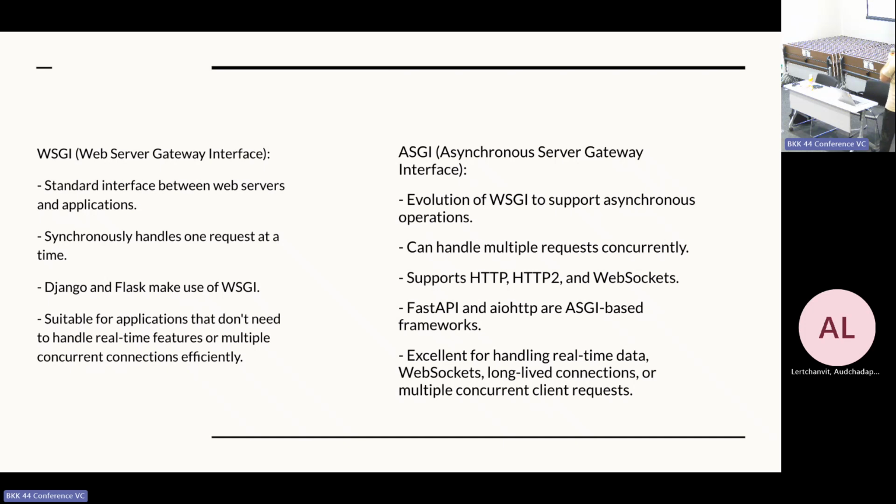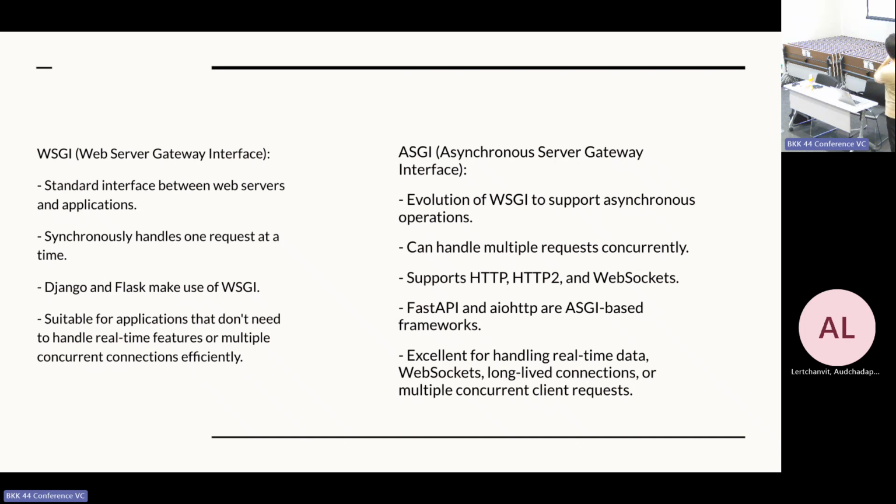Now, they did add ASGI integrations. Django actually has some very nice documentation on deploying your application. By default, they're WSGI, and you can later deploy them into ASGI. WSGI is suitable for applications that don't need to handle real-time features or multiple concurrent connections efficiently. So you have this old standard that's not really that great, but you can build applications. If you have many requests that are short-lived, then you don't need to do extra work for Flask and Django.